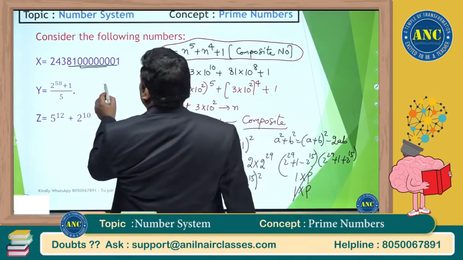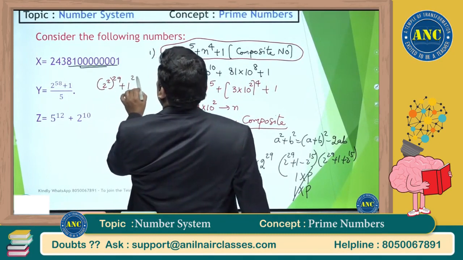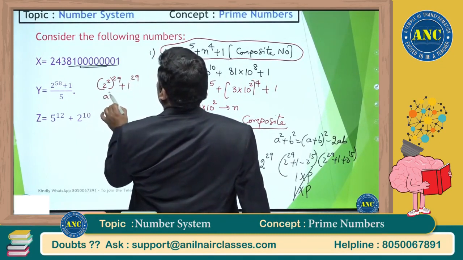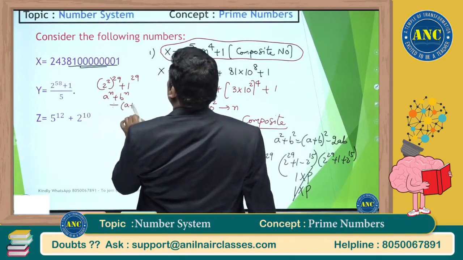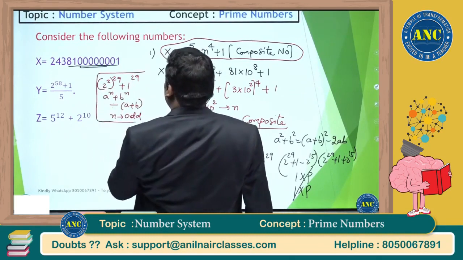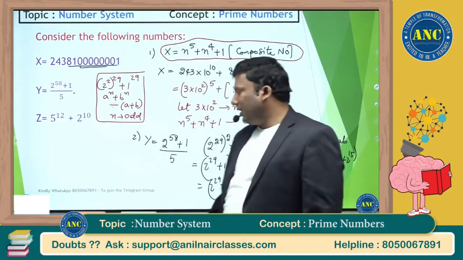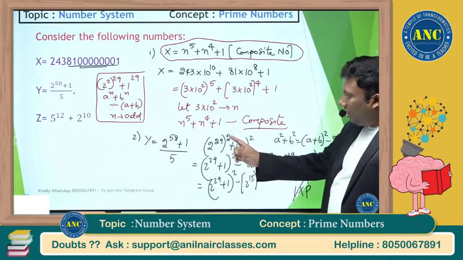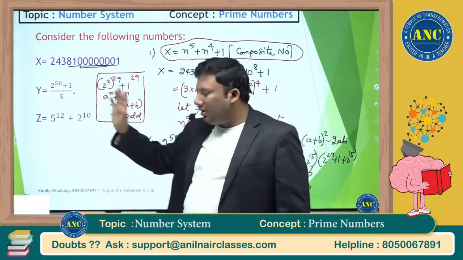Divided by 5, definitely yes. 2 square power 29 plus 1 power 29. A power n plus B power n is always divisible by A plus B if n is an odd number. So definitely it will be divisible by 5. But here, if I take the denominator, anyway it is divisible by 5.